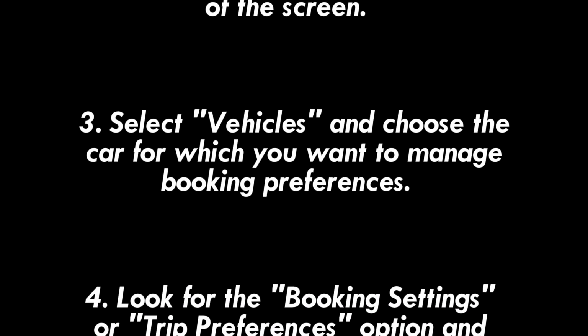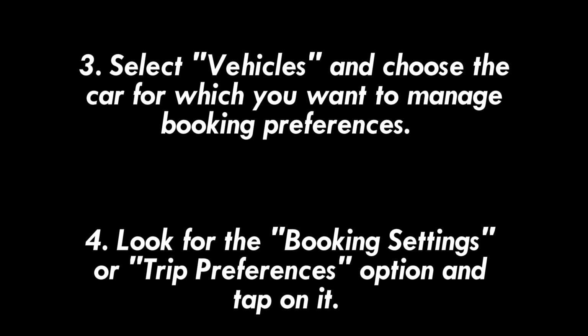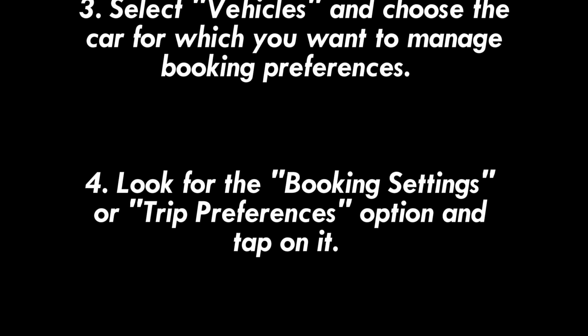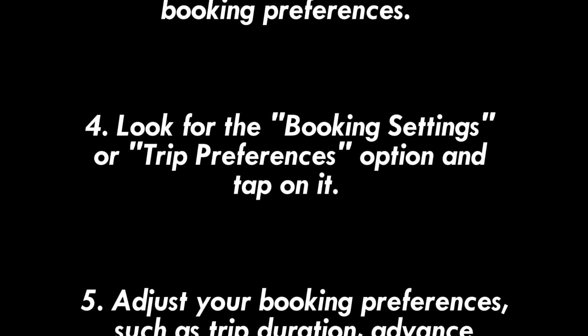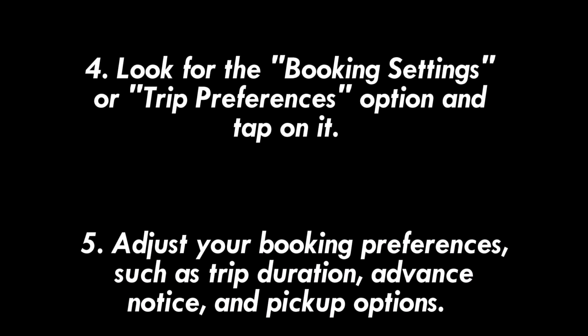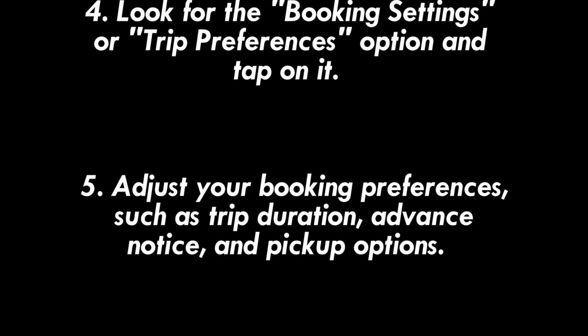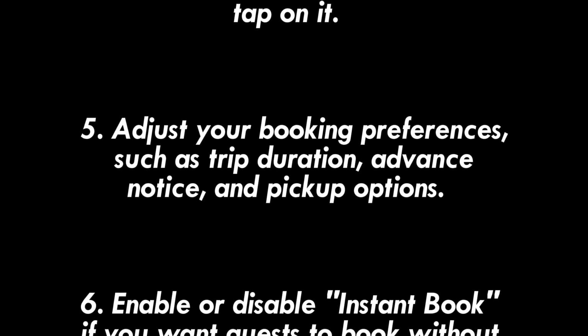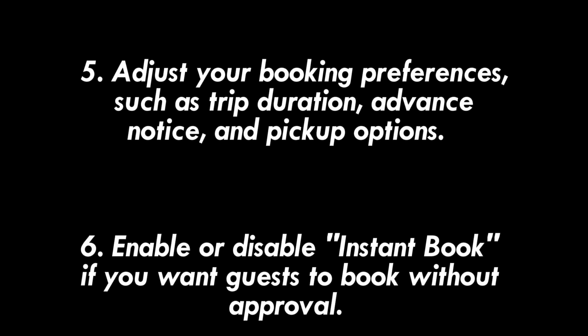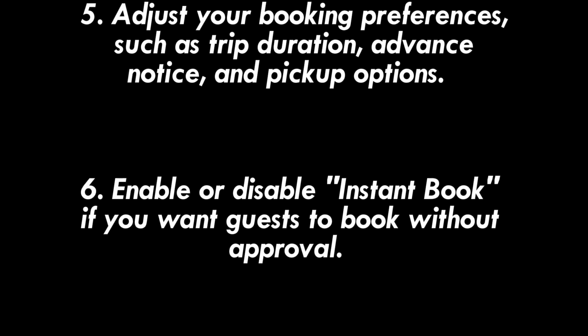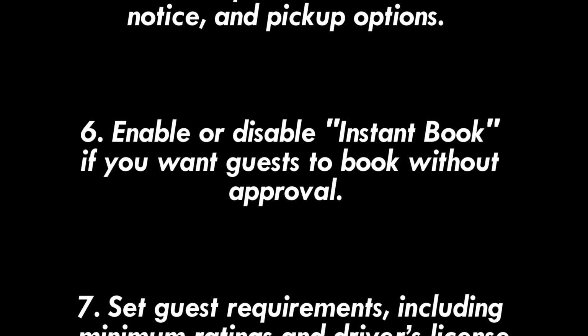4. Look for the booking settings or trip preferences option and tap on it. 5. Adjust your booking preferences, such as trip durations, advance notice, and pickup options. 6. Enable or disable Instant Book if you want guests to book without approval.